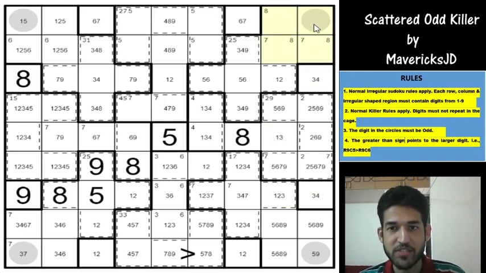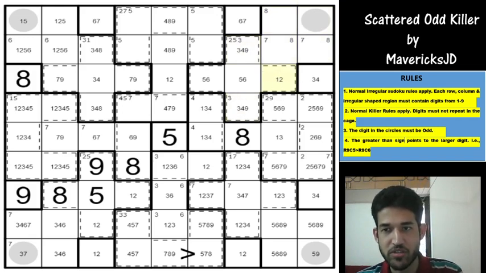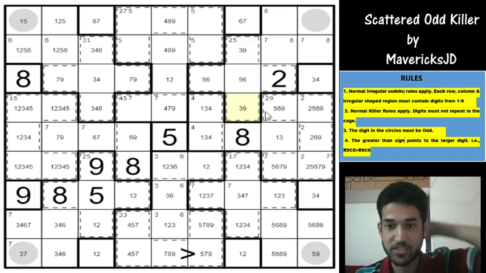So 3 is not in these 4 cells, which means that 3 must be in one of these two cells, and that immediately proves to us that 1 cannot be here. This has to be a 2, because 1 will go with the 4. So this would be a 2, which means I can remove the 4 from here. Awesome, guys. And that should really help us now.